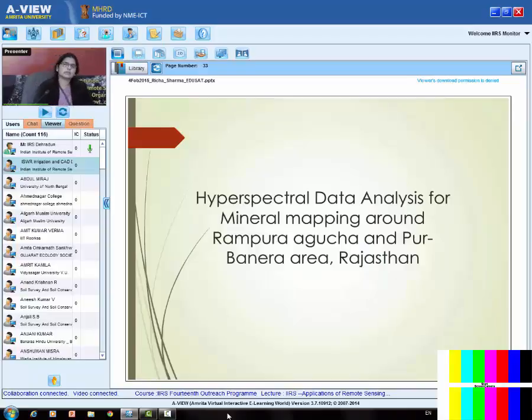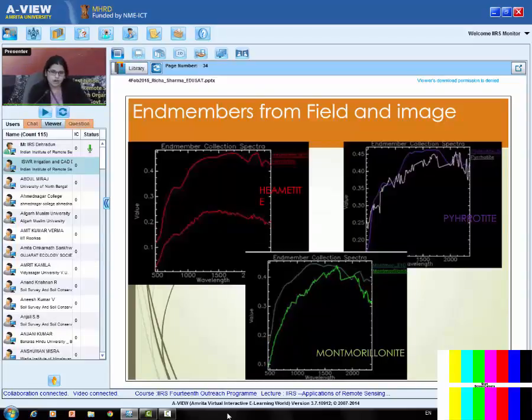Now these are the steps that we have to follow for each and every classification of each and every scene of the Hyperion data. And this was the study for the Udaipur area, and there is another study that we have performed in the Rampura, Agucha and Nipur Banera area of Rajasthan.